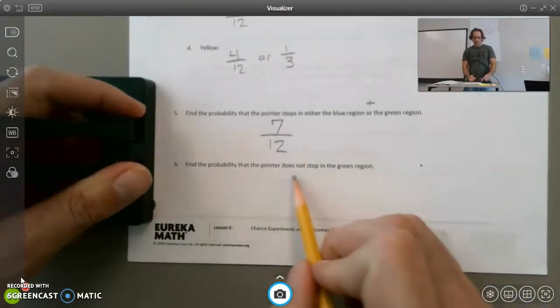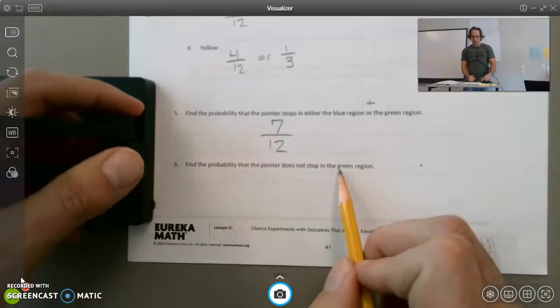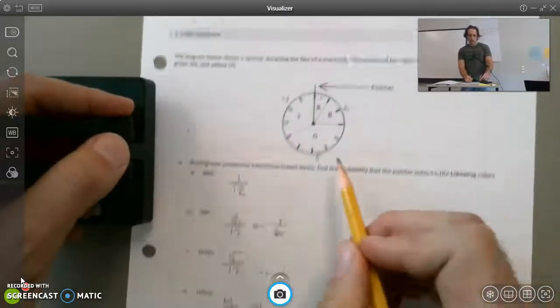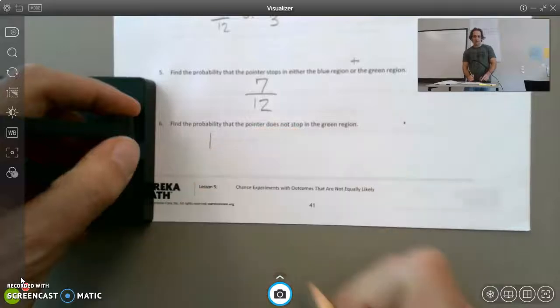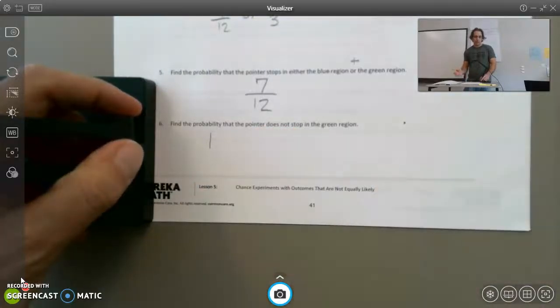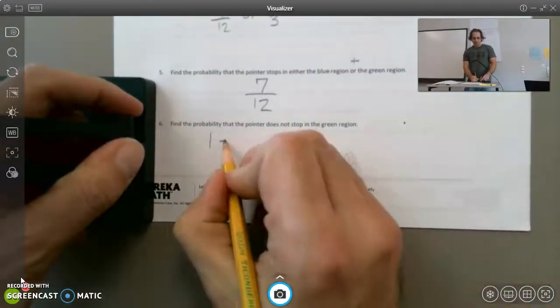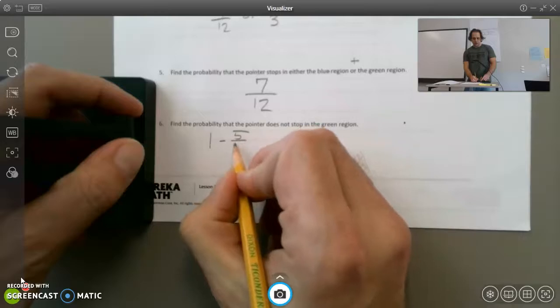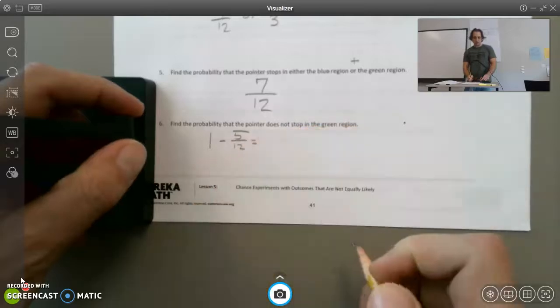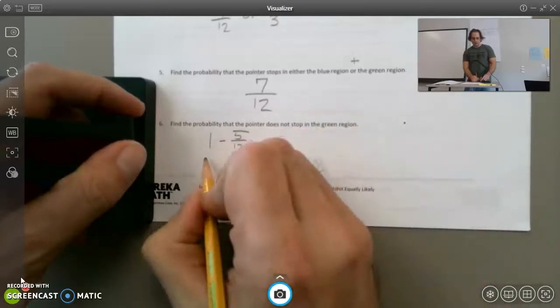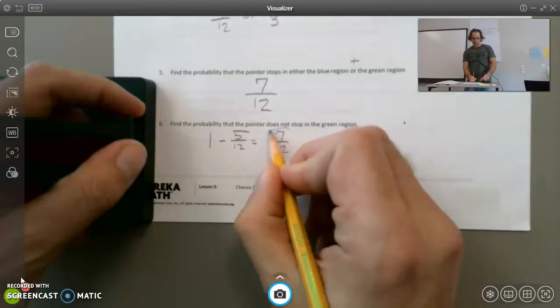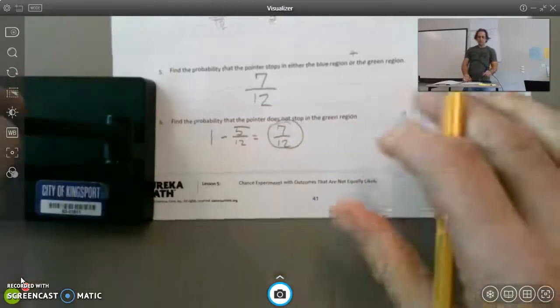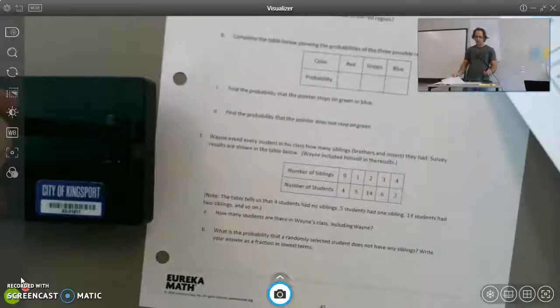Find the probability that the pointer does not stop in the green region. Green is 5, so think about it as 100% of the time it lands in some region, minus the 5/12 chance it has of landing in the green region, and that's going to be 12/12 minus 5/12, which is 7/12. So our answer is 7/12, the chance it will not land in the green region.